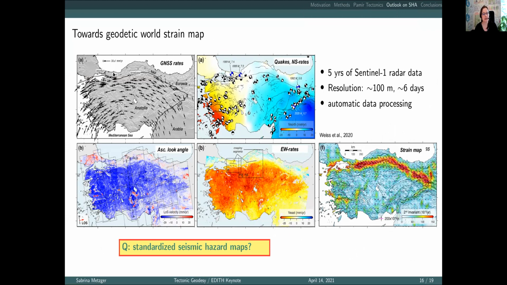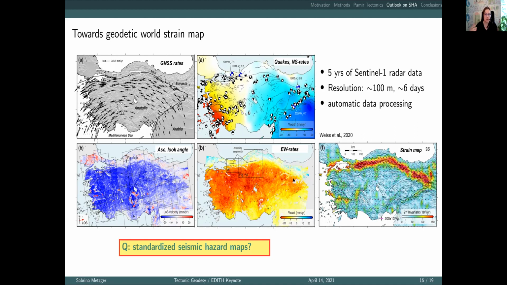So they analyzed the GNSS data, they got the GNSS rate field of the full Anatolian block, and they compared it to InSAR time series in both look angles to then derive east-west rates and also vertical rates, and then finally to construct a strain map of the full Anatolia. And when you compare that strain map to the seismicity, you see it's quite a good agreement that where you have the high strain regions, this is also where your earthquakes occur. Like on the Eastern Anatolian Fault and of course also along the North Anatolian Fault.